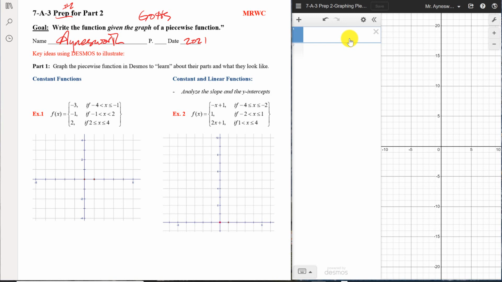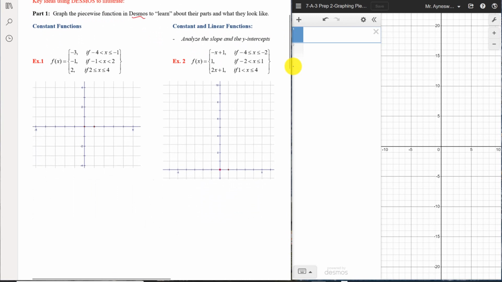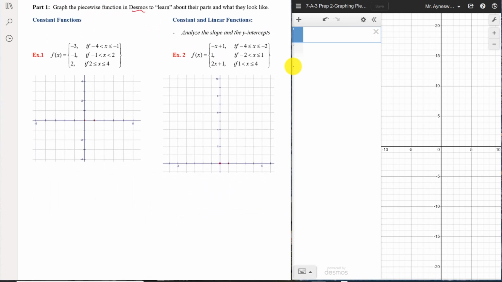So here we go. In part 1, in this first one here, we want to graph each piecewise function in Desmos and learn about their parts and what they look like. We did this by hand in my previous lesson, but still you're getting used to these functions and how they behave. So I'm going to use Desmos as our tool to learn from, and then we're going to reverse the process. I'm going to give you a graph, and we're going to come up with the piecewise function. So this piecewise function here has 3 parts.